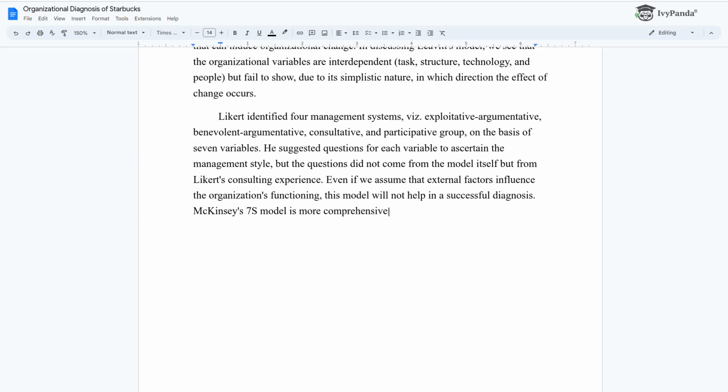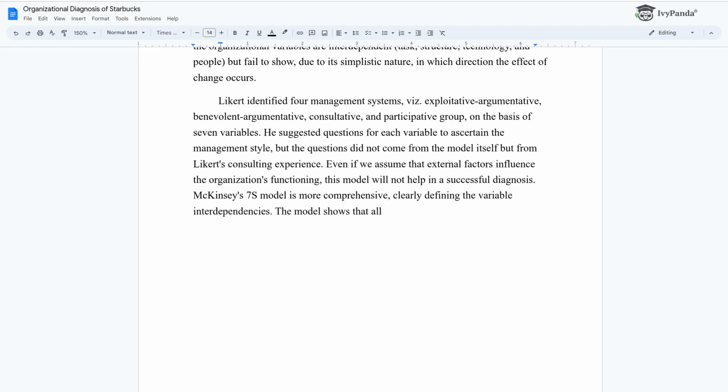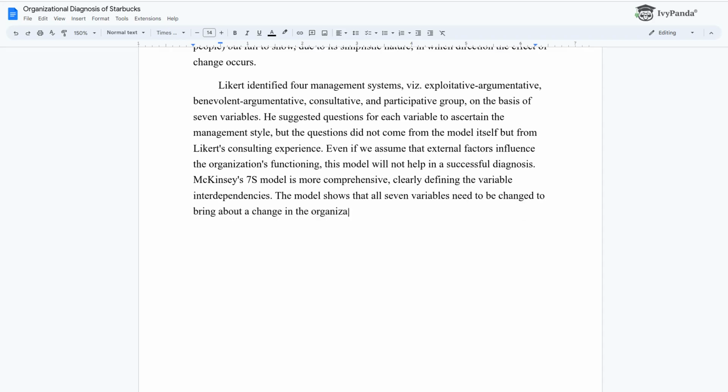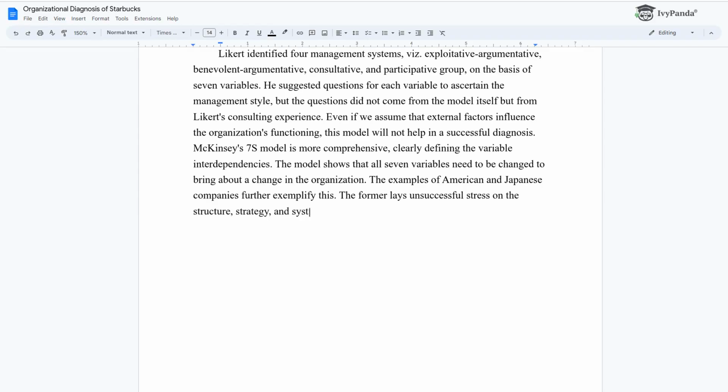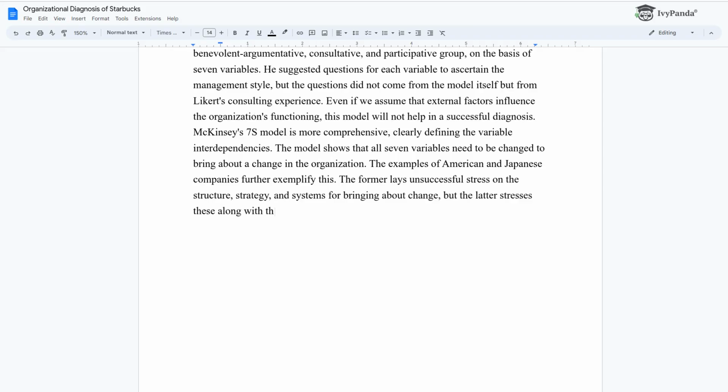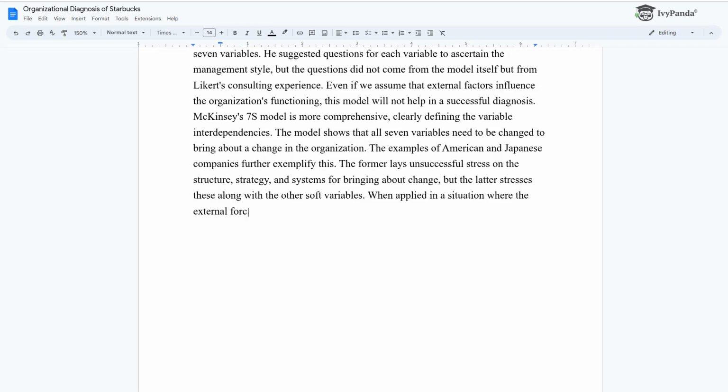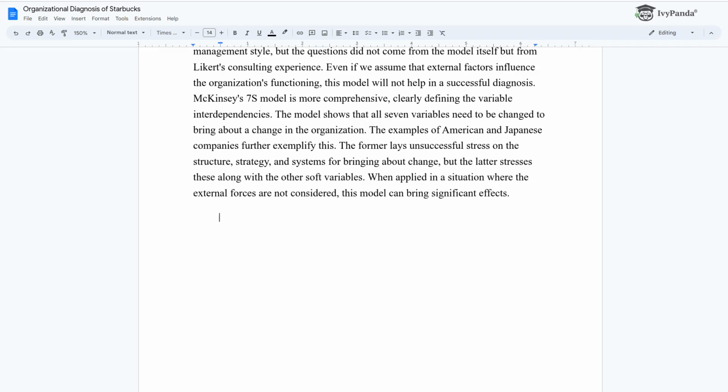McKinsey's 7S model is more comprehensive, clearly defining the variable interdependencies. The model shows that all 7 variables need to be changed to bring about a change in the organization. The examples of American and Japanese companies further exemplify this. The former lays unsuccessful stress on the structure, strategy, and systems for bringing about change, but the latter stresses these along with the other soft variables.